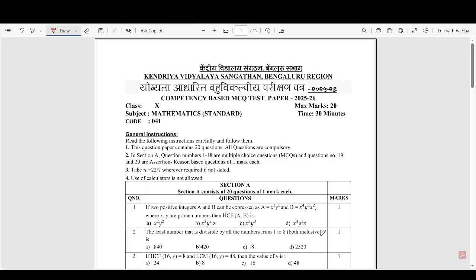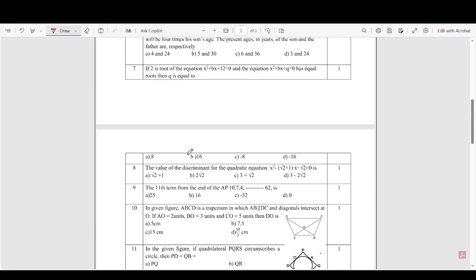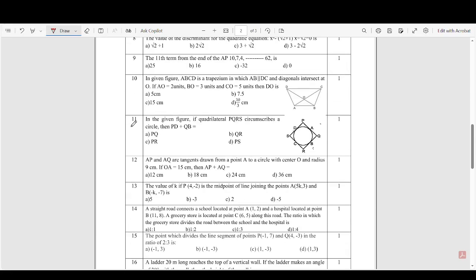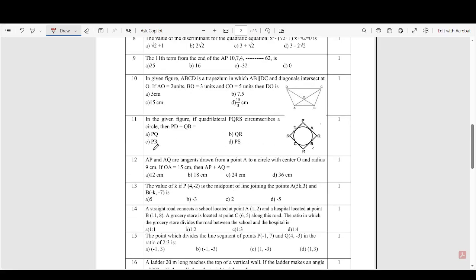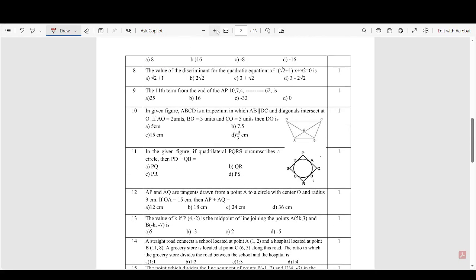Hello everyone. This is the second part of the discussion of competency based MCQ test papers by Kendriya Vidyalaya Sangathan. In the first part we have discussed question number 1 to 10. Now in the second part we will discuss question number 11 to question number 20. So let's get started. Now see question number 11.